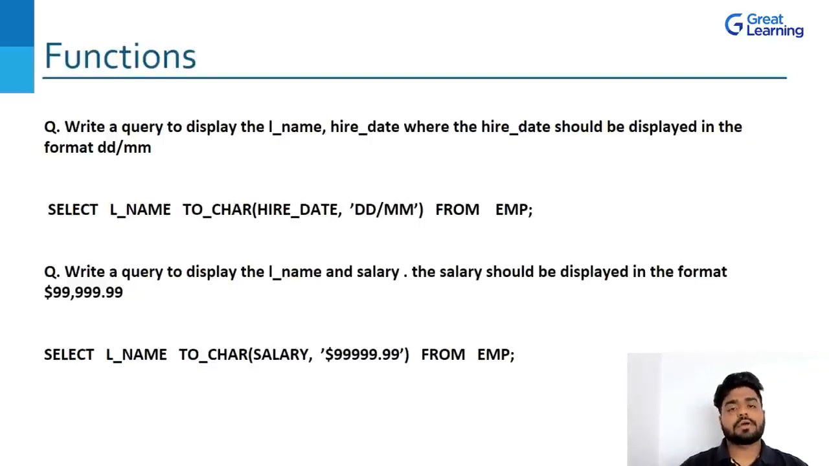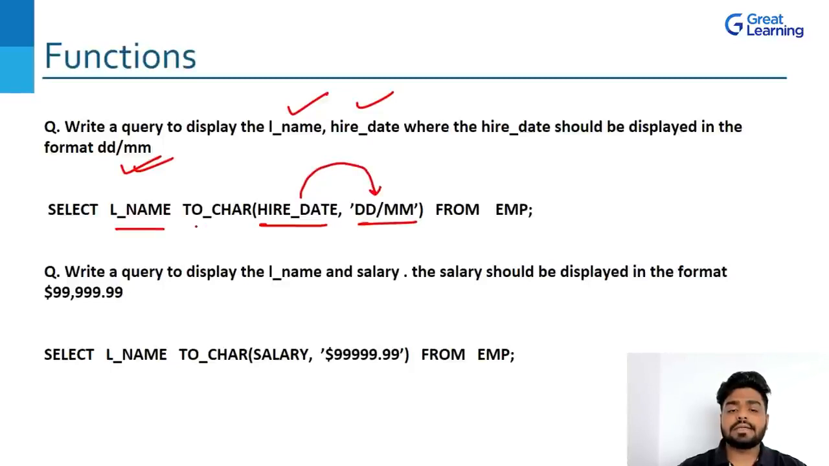So these are nothing but the date formats. Write a query to display the lname and hire date, where the hire date should be displayed in the format DDMM. Select lname because I want that, and then hire date also I want to show, but in which format? DDMM. That means date and month. So I have to obviously change this hire date format to character. So I'm using the toChar method. This is very important. Again, I'm repeating, the hire date is a date format. I want to change this to character. Why? Because I want to display it in another format.